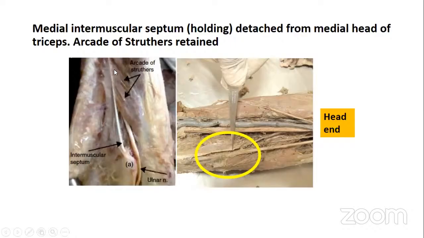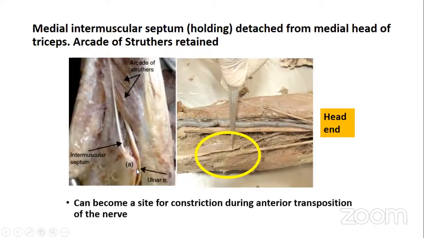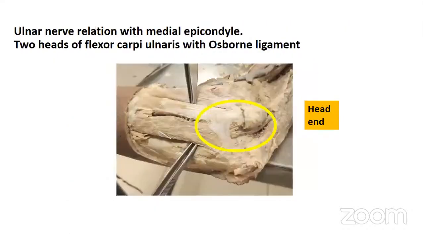This is from a textbook. This is the arcade of Struthers. This is the medial intermuscular septum, and this is where the ulnar nerve comes, and this is behind the medial epicondyle. And then in the cubital tunnel, this is Osborn's ligament, and these are the two heads of the FCU where the nerve enters into the forearm.